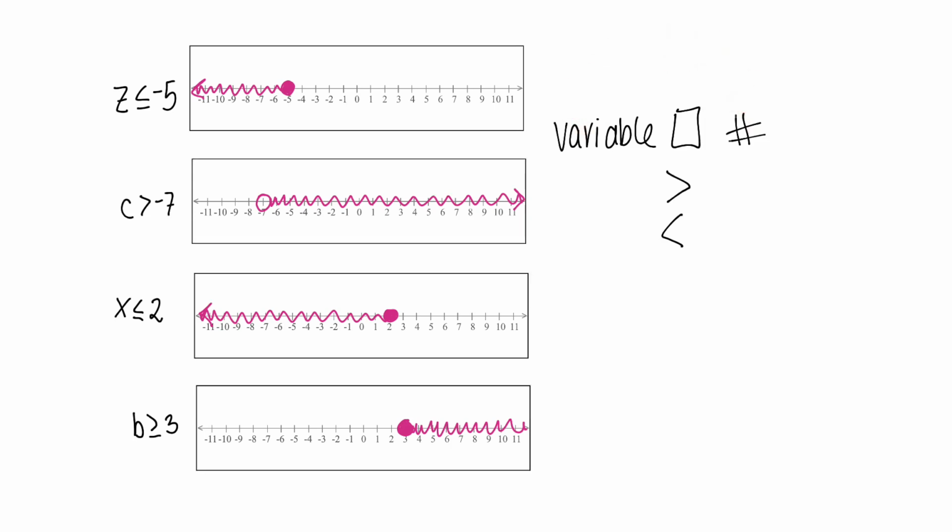If your variable's on the other side, that's not going to work. If it were number, then this symbol, and then variable, then it would be opposite. But as long as it's written in this format, it is showing you the way that you need to shade. So that's all there is to this topic. You totally got this.